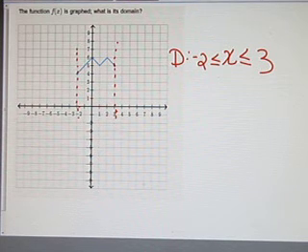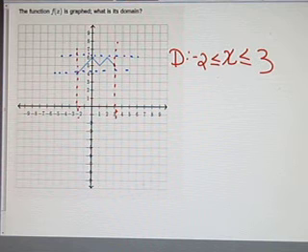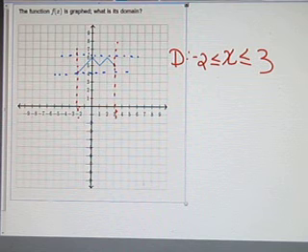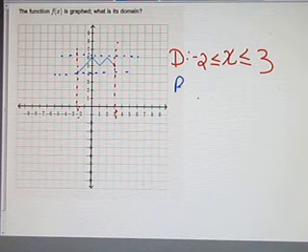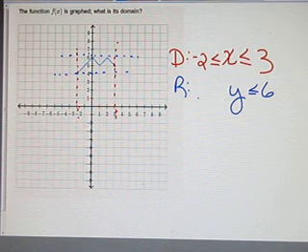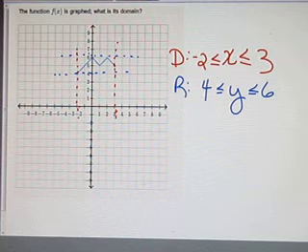Now let's talk about our range. I'm going to do a blue, and I've got a little smaller range here. It looks like my blue values, my y values, my vertical values, could be anything below 6 but above and equal to 4. So my y has to be less than or equal to 6, but greater than or equal to 4, because that's what my graph shows.